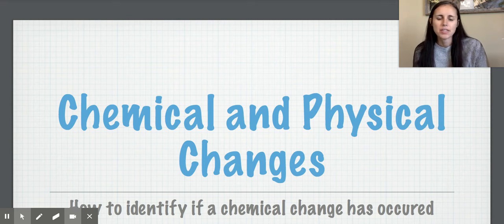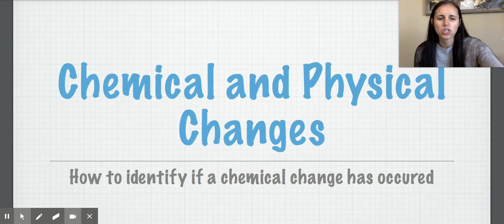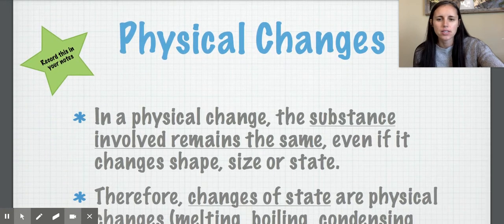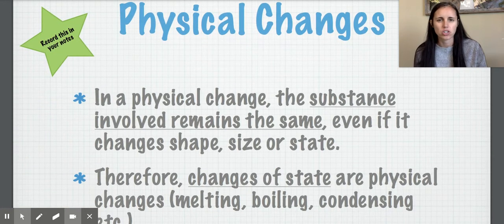Today we are going to be talking about the differences between a chemical and a physical change, and we're also going to help to identify when a chemical change has occurred. So let's start by talking about what a physical change is, so that we can understand the difference.